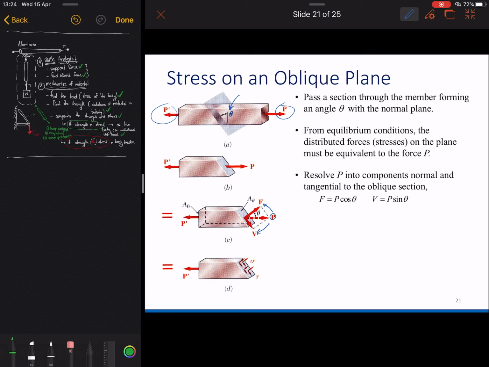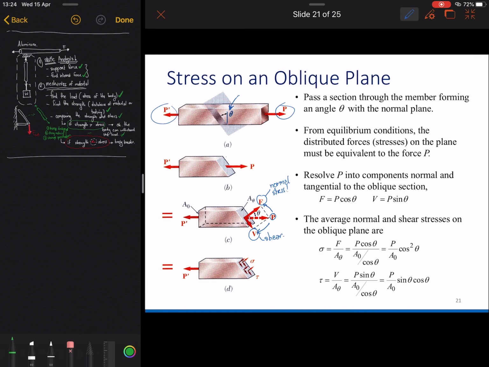If you remember, we did this before, so we can do this, and then we will get V here. V is shear, and F here is the normal force. From this we can calculate the normal stress and the shear stress on this plane, but it means our stress here will not be as high as on the perpendicular plane.